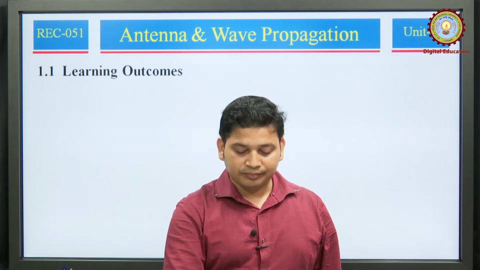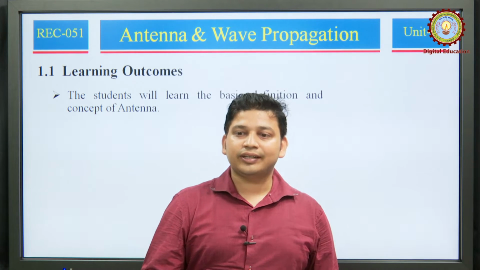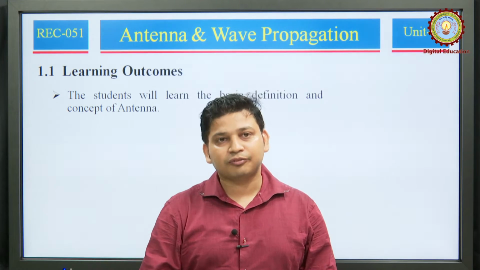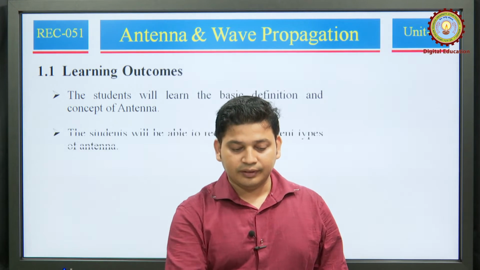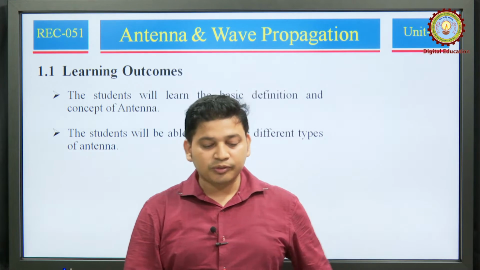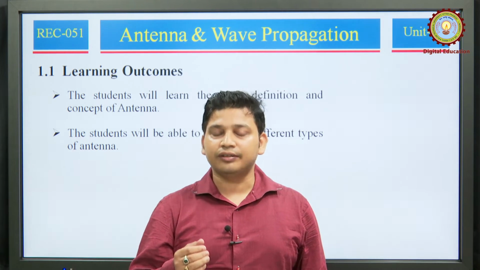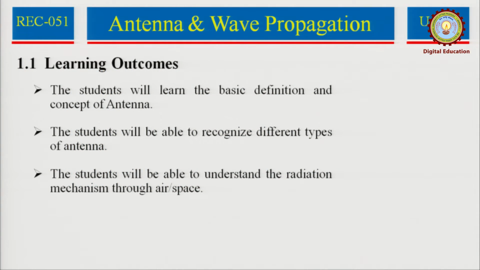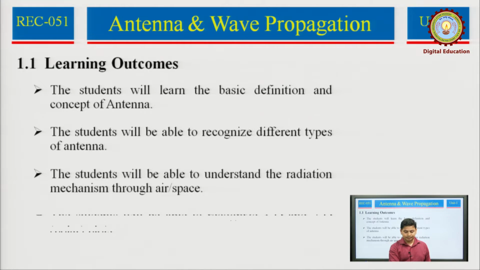Starting with learning outcome, because it is necessary to know what the student is going to achieve from this topic. First, the student will be able to learn the basic definition and the concept of antenna. The student will be able to recognize different types of antenna. Then they will be able to understand the radiation mechanism through air and free space.